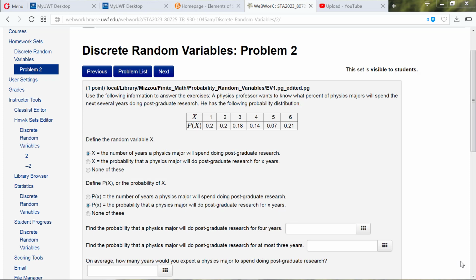We have a problem here, and it says use the following information to answer the exercises. A physics professor wants to know what percentage of physics majors will spend the next several years doing postgraduate research. He has the following probability distribution. We make sure everybody knows that this is a probability distribution table right here. You must complete and identify all the options that X can assume, and then the associated probability with each of those X. That is called a probability distribution table. Make sure you know how to create those.